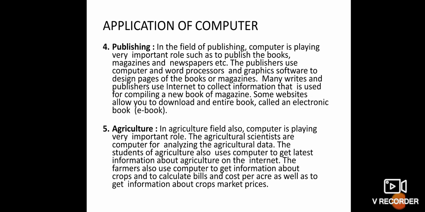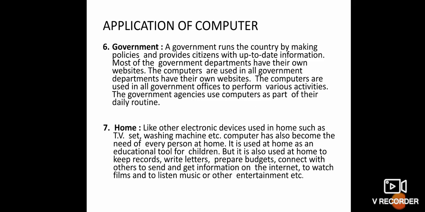Then in the agriculture field also, computers are used. Agricultural scientists use computers for analyzing agricultural data. They use computers to get the latest information about agriculture. Then the farmers use a computer to collect information about the crops, and they are used to calculate bills and the cost, and they even get information about government policies regarding agriculture through the computer.